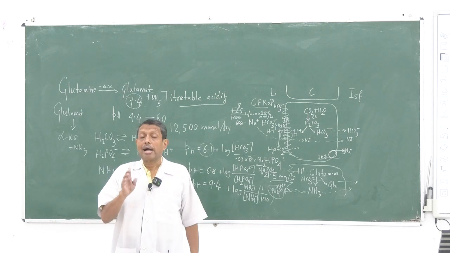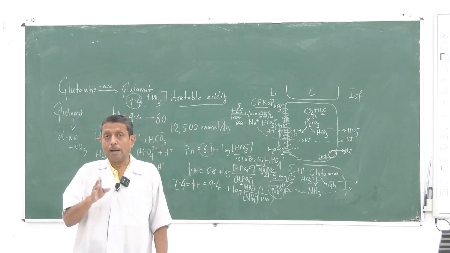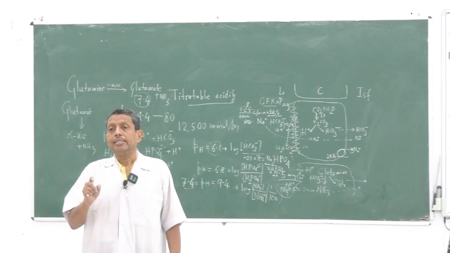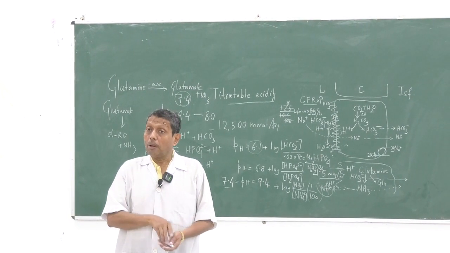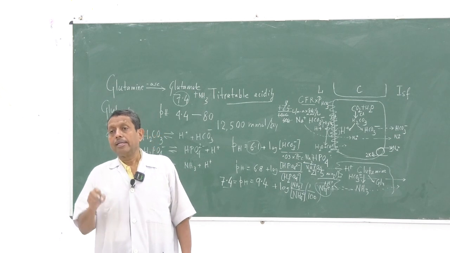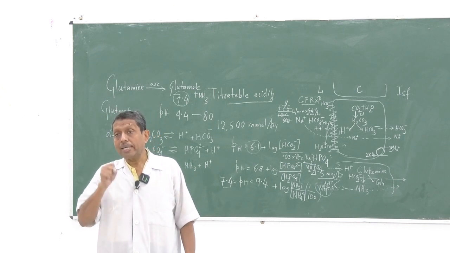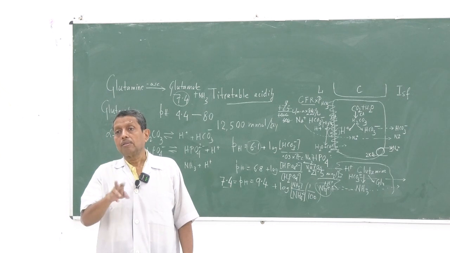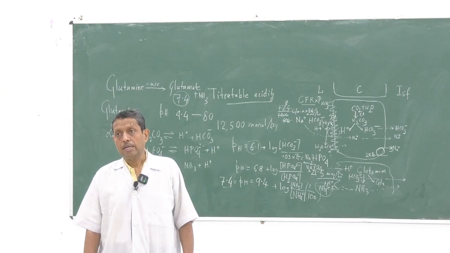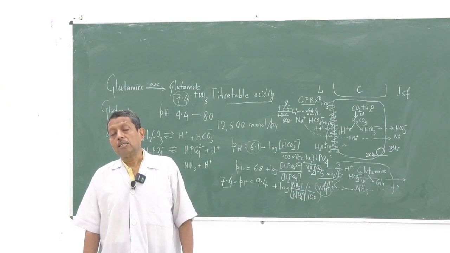Whenever buffers other than the bicarbonate buffer are used, the ammonia buffer and phosphate buffer, there is recovery of the bicarbonate that is filtered. At the same time, there is generation of new bicarbonate when buffer systems other than the bicarbonate system, the phosphate system or ammonia system, are utilized. So it will try to bring it back to that value.